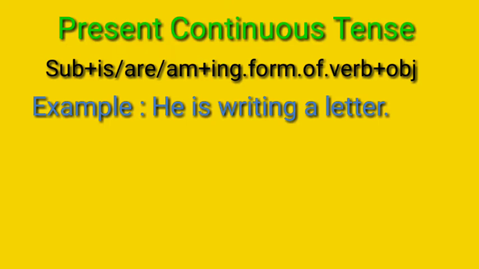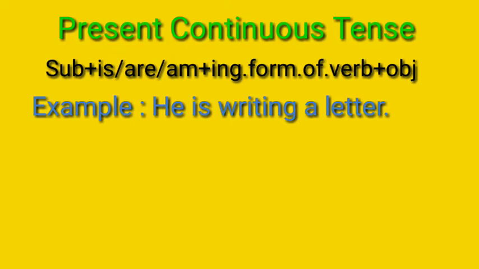This sentence meaning is now the action is going on. What action is going on? Here, the writing action is going on. Okay. He has started, but it is continuing till now. Okay. Not completed. So, we can say it is present continuous tense.